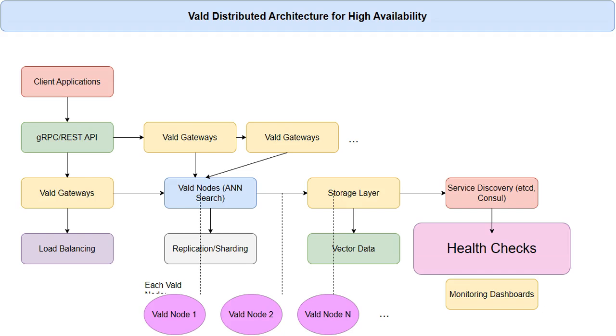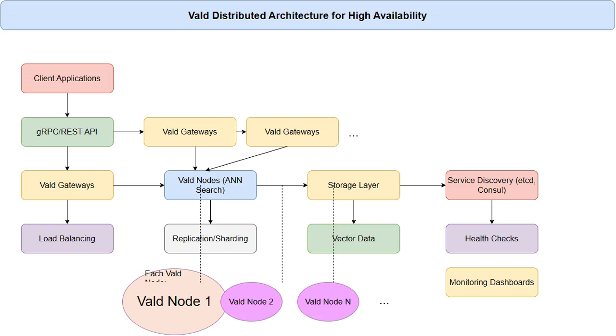This refers to an individual instance within the Vald distributed system. Each Vald node is responsible for storing a subset of the vector data and performing ANN searches on that data. The distributed nature of multiple Vald nodes increases both the system's capacity and its availability. Here we are looking at Vald node 1.